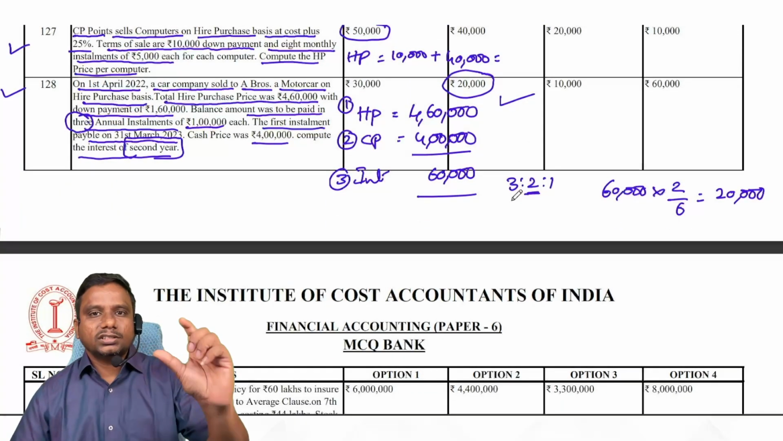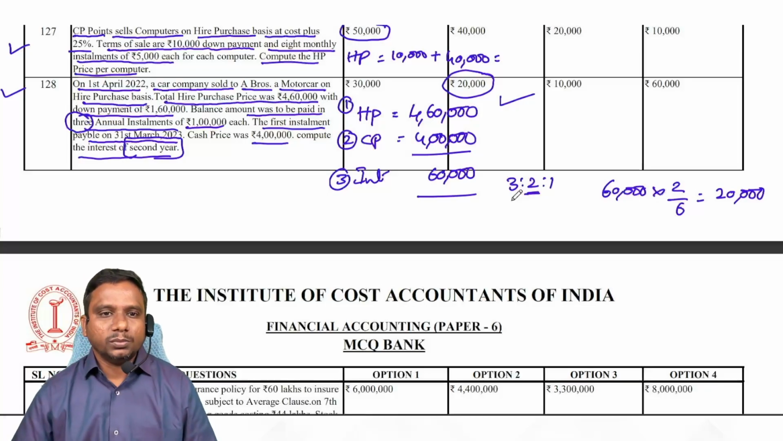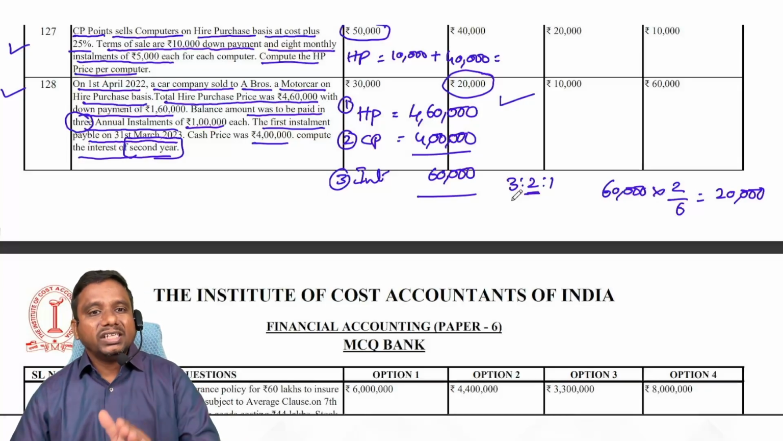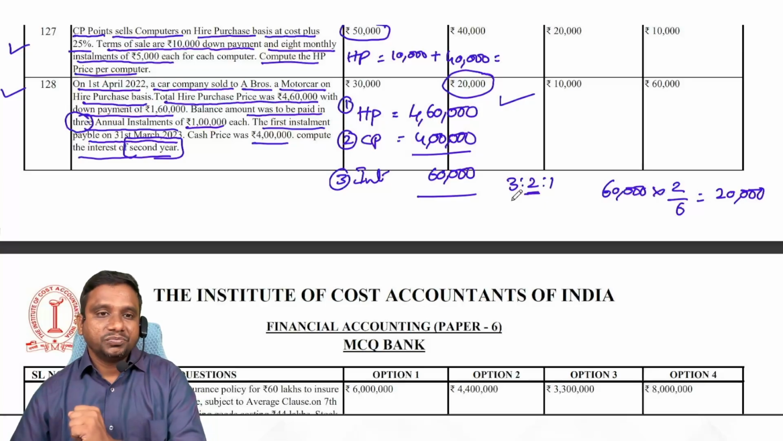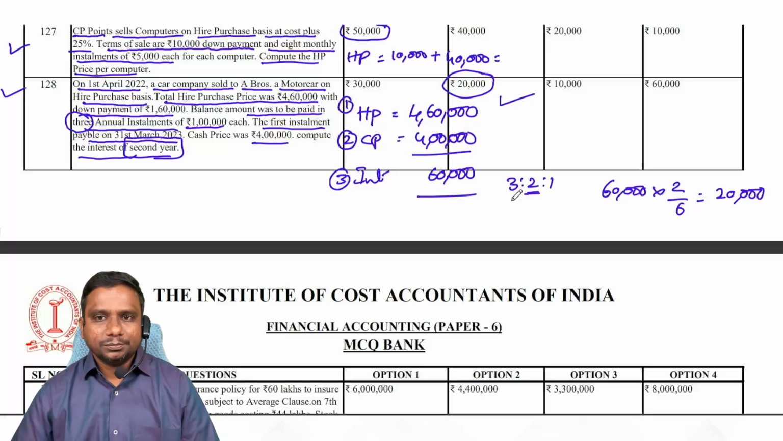So follow the steps. First step, hire purchase price. Second step, cash price. You get interest. This interest we have to apportion among installments. How many installments? 3 installments, so 3 is to 2 is to 1. Suppose if we have 4 installments, so 4 is to 3 is to 2 is to 1. This is a simple trick given by ICMA. So look, the interest is 20,000.